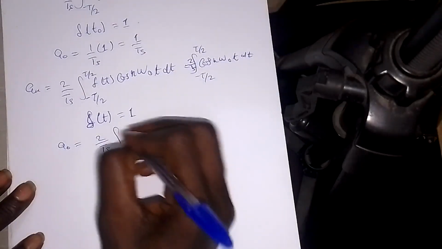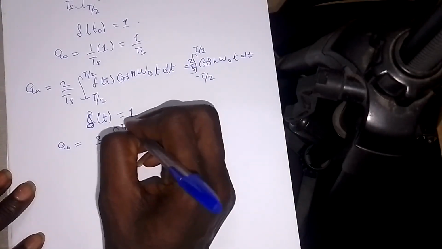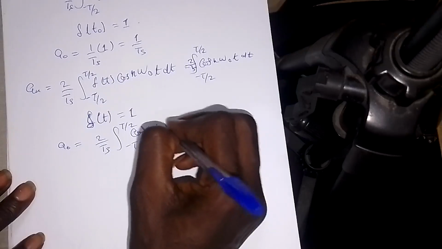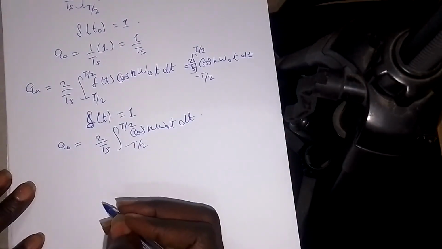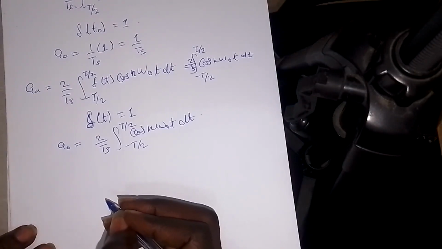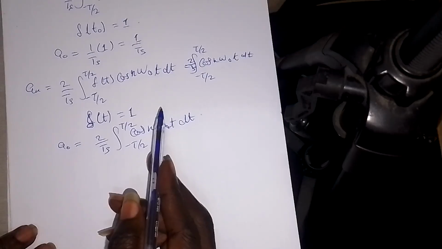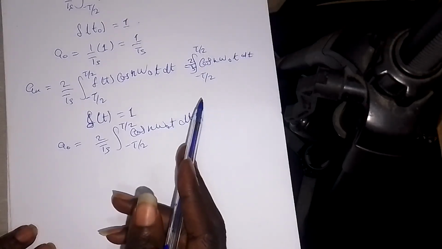2 over Ts into minus T on 2 into T on 2 into cos n omega naught t dt. Okay, so that is what I have. So now if I put in my values, here's what's going to happen.